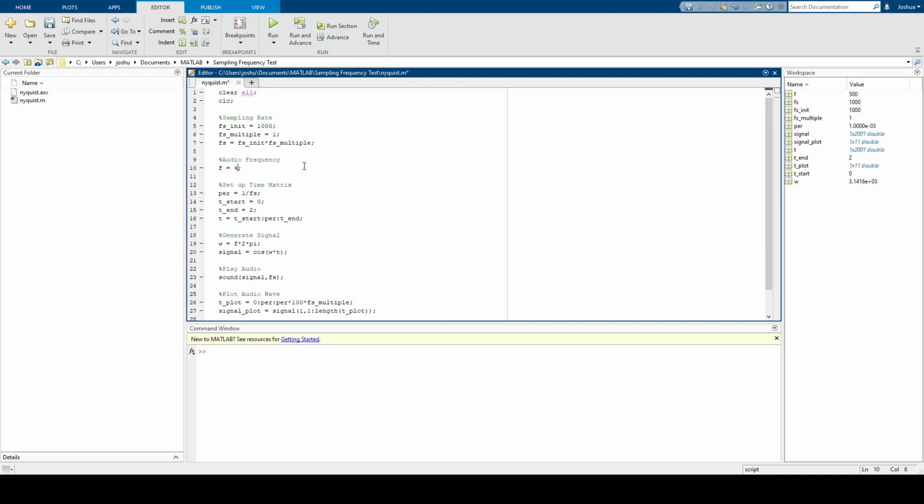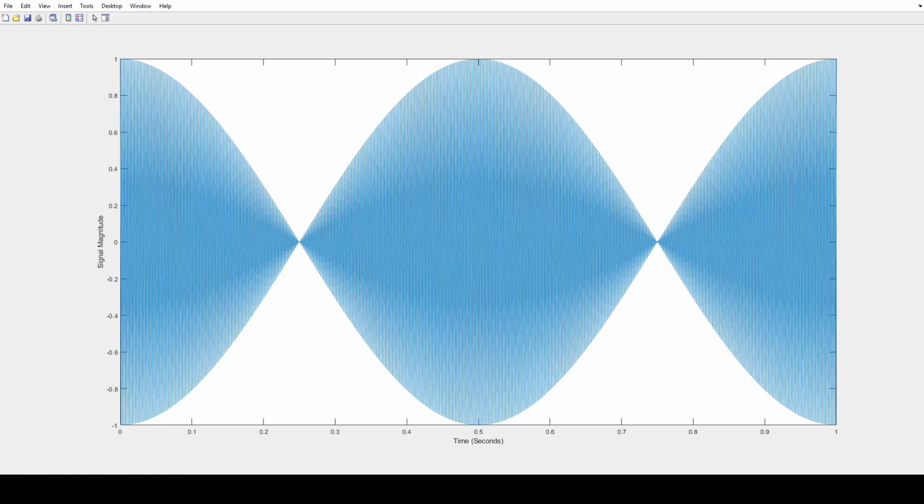But what happens? Let me change this to 499 hertz. Let's see what happens there. See, we get that magnitude modulation. Let me show you what happens there. So at 499 hertz, sampling at 1000 hertz, we get this magnitude modulation, which is not really talked about in Nyquist.